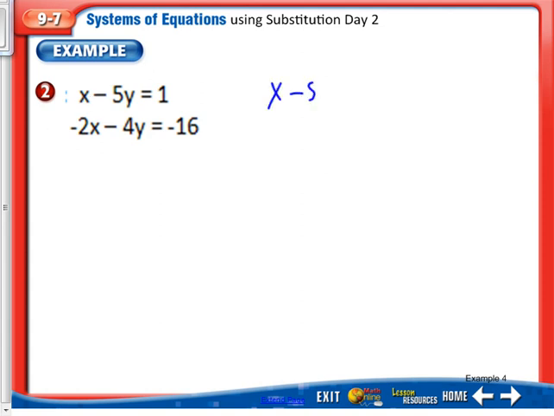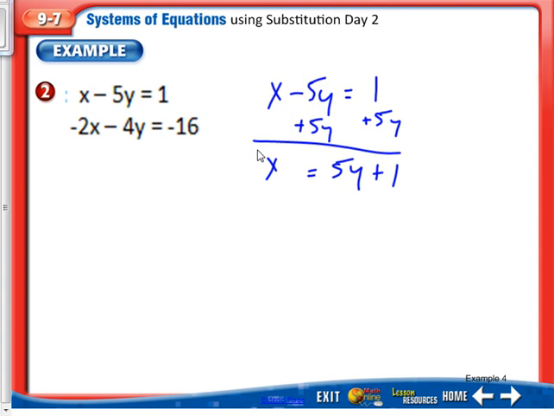So x minus 5y is equal to 1. If I add 5y to both sides, what I'm going to get is x is equal to 5y plus 1. Now, I know what x is. That's all I really needed. So now I'm going to plug in this expression whenever I see x. I'm going to go negative 2 times (5y plus 1) minus 4y is equal to negative 16.